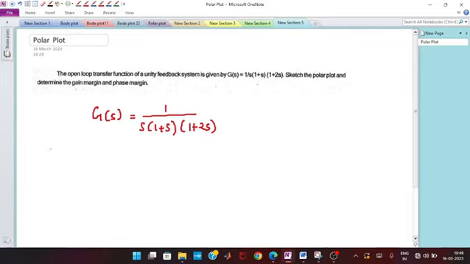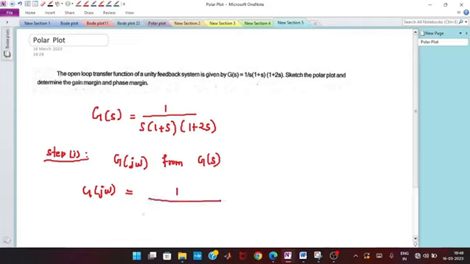The first step in polar plot is that you have to find the frequency response from the given transfer function. So the frequency response G(j omega) has to be found from the transfer function G(s). G(j omega) is simply wherever we have s, we replace it by j omega. So 1 by j omega, into (1 + j omega), into (1 + j 2 omega). So this is step number 1.